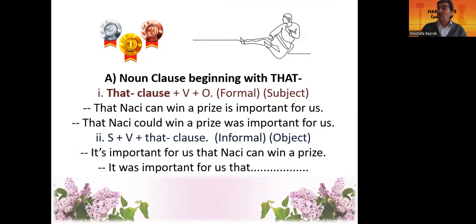That Naci could win a prize was important for us last Monday. That Naci can win a prize is about present tense. That Naci could win a prize was important for us in the past. Okay, let's write the future form.